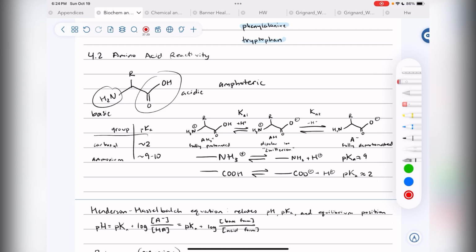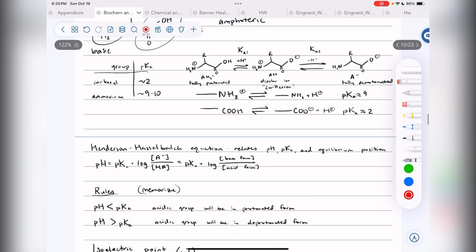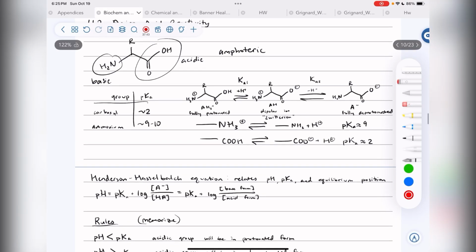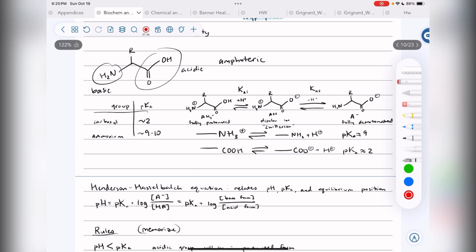Okay, so amino acids are what's called amphoteric because they can be both an acid or a base. You know how there are different functional groups that have a pKa. For example, the carboxyl group, the carboxylic acid, has a pKa of 2 because it is acidic. And then the amine group over here is a base, so its pKa is higher than neutral, right? So this is basic. It's about 9 to 10.